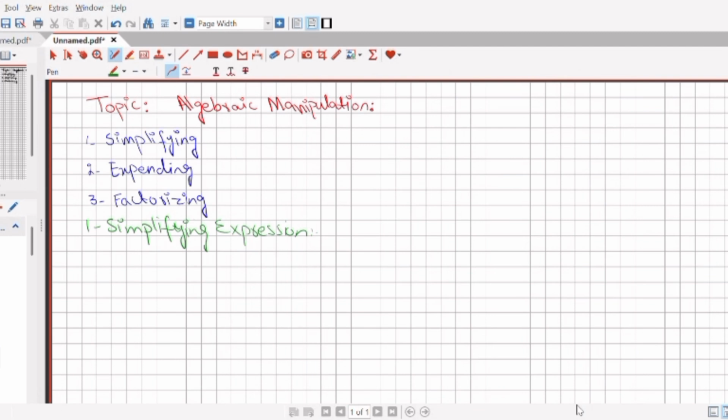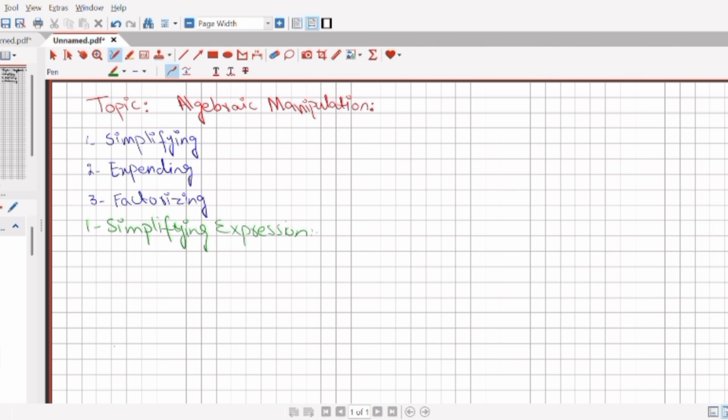Today we will learn about algebraic manipulation. What is meant by algebraic manipulation? This simply means changing algebra expressions to make them simpler or more useful. We do this in three main ways. First, we simplify an expression, then expanding, and then factorizing.